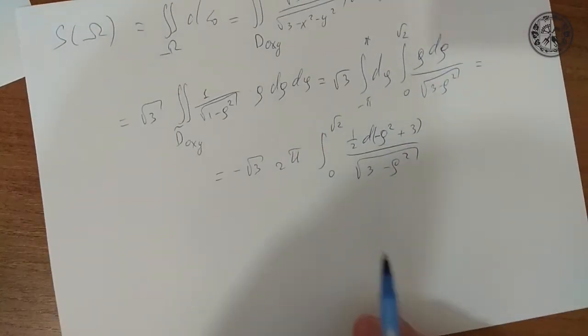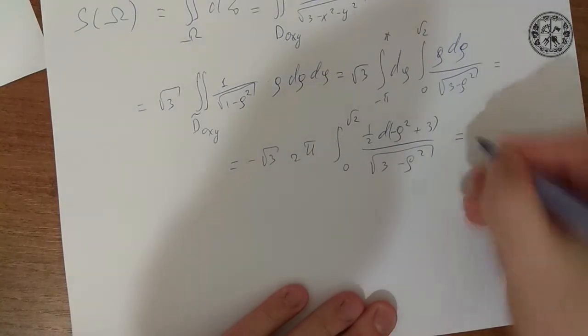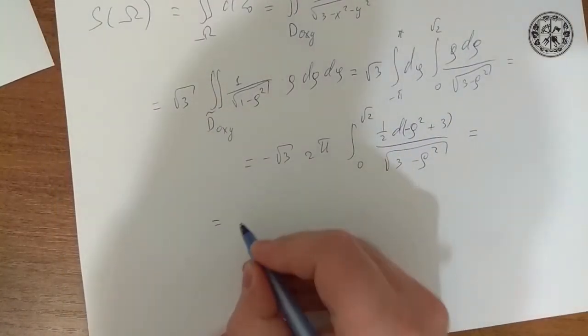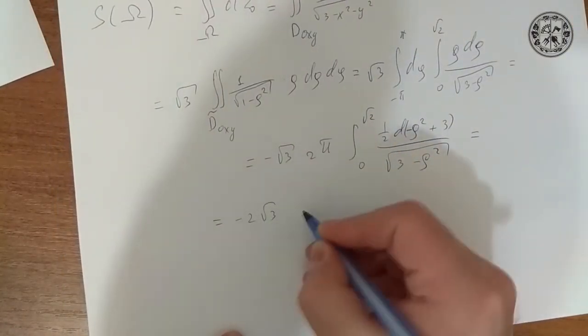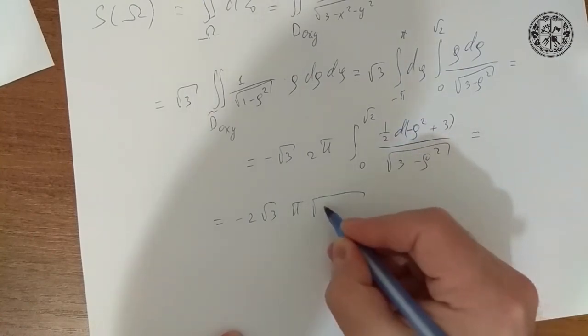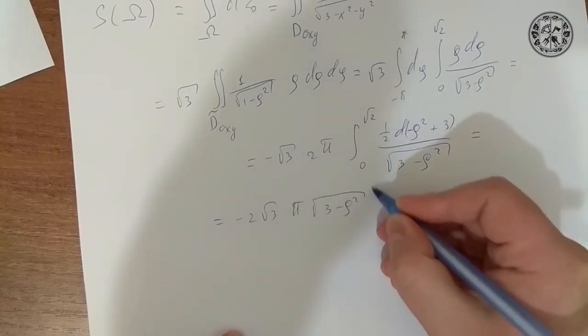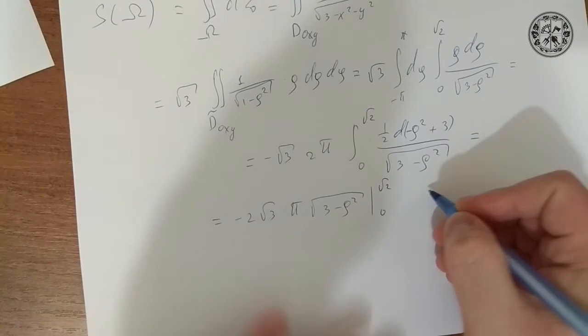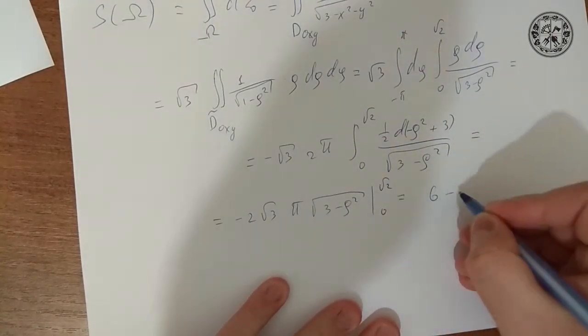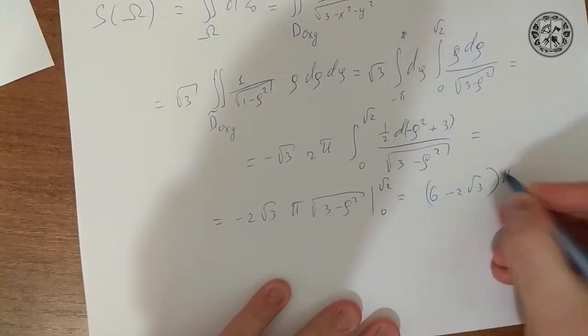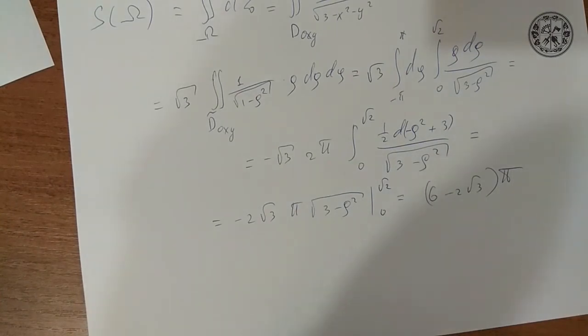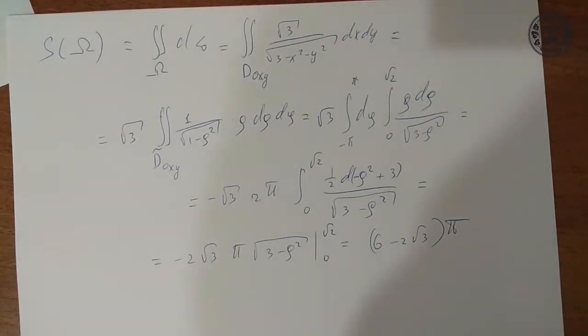Now integrating this, we get minus 2 square root of 3 pi times the square root of 3 minus rho squared from 0 to the square root of 2, which will give us 6 minus 2 square root of 3 pi. 6 minus 2 square root of 3 pi. This will be the area of this surface.